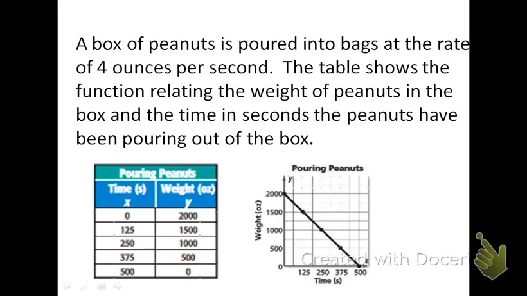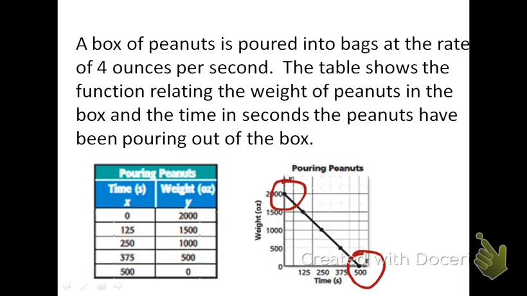If we look at our graph, at the very beginning when time is 0, the weight of the box is 2,000 ounces. So that is our y-intercept. The y-intercept is often the beginning point where we start. At time 0, the box started out at 2,000 ounces. Then it gets poured out so it weighs less and less until after 500 seconds the box is empty. Now it weighs 0 ounces.